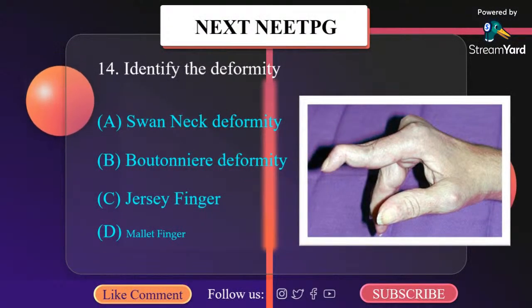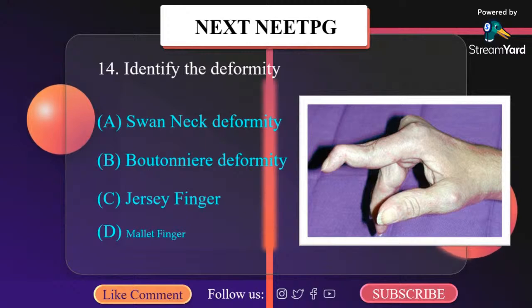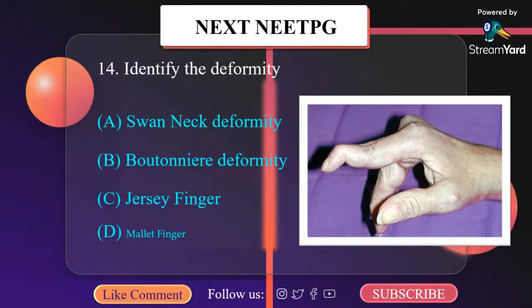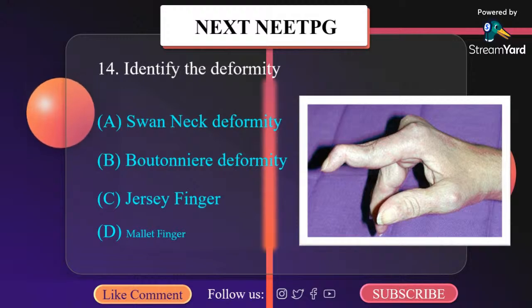Identify the deformity. A. Swan neck deformity. B. Boutonniere deformity. C. Jersey finger. D. Mallet finger. It is a swan neck deformity.